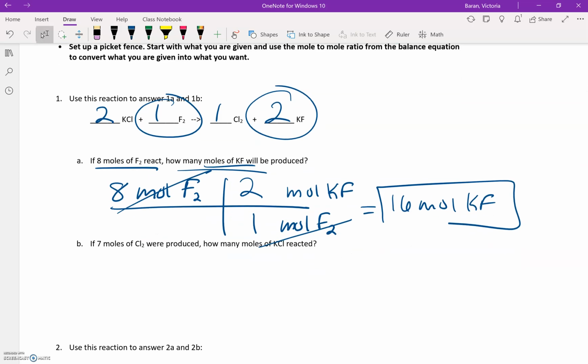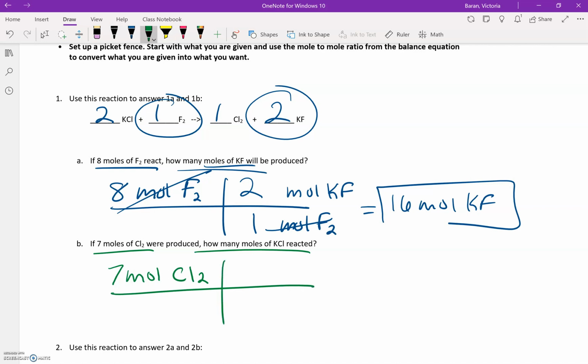So let's do one more example. I'm going to be using the same equation. So if I have 7 moles, I'm going to use a different color. If I have 7 moles of Cl2, how many moles of KCl reacted? Well, you're going to do the same thing. You're going to start with what was given. So 7 moles of Cl2, which is chlorine. And we need to convert that into moles of KCl, which is potassium chloride.